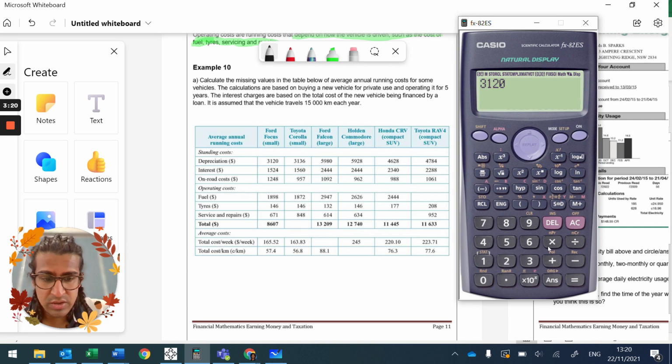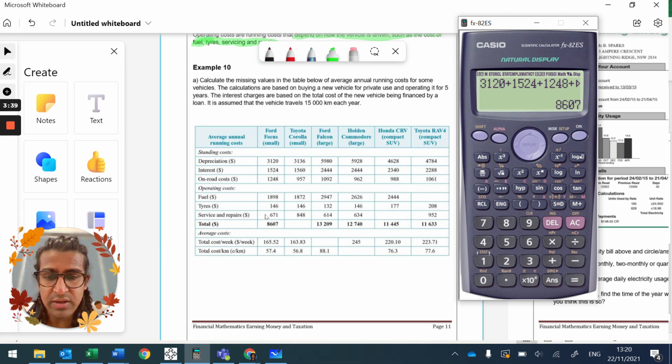So 3120 plus 1524 plus 1248, 1898, 6, and we get 8607. So my hunch is correct. It is what we need to do, which is to add all of those up.